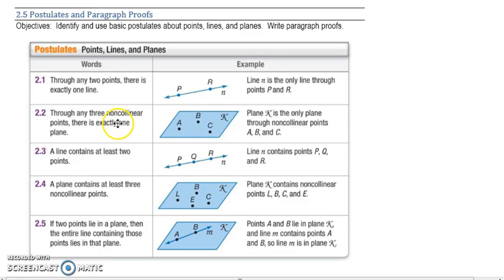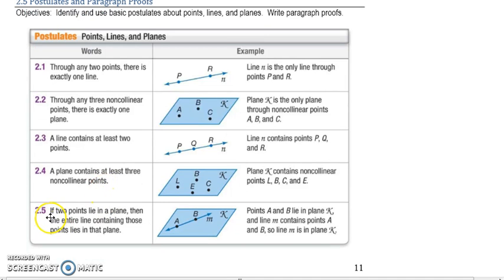So that one is very similar to the one up here: if we have 3 points, we have a plane. Here, if we have a plane, we know it has at least 3 non-collinear points in it. And the last one: if 2 points lie in a plane, then the entire line containing those points lies in the plane. So again, if we have points on a line and they're in the plane, then we know that whole line containing those points is in the plane.